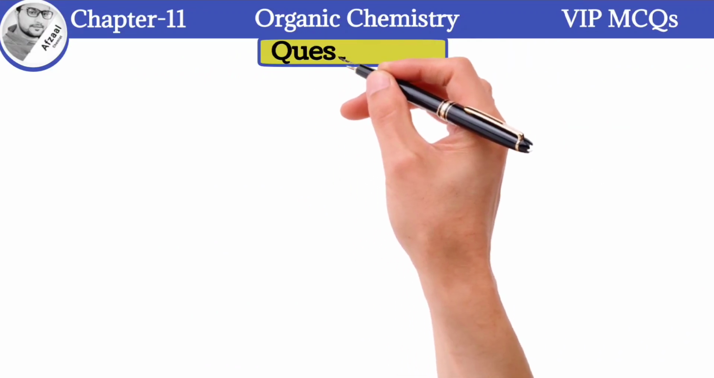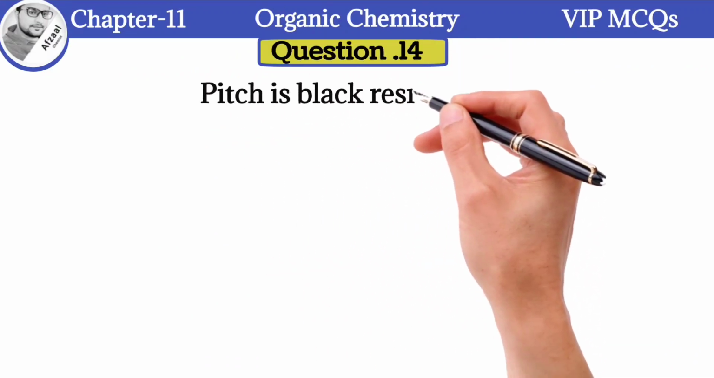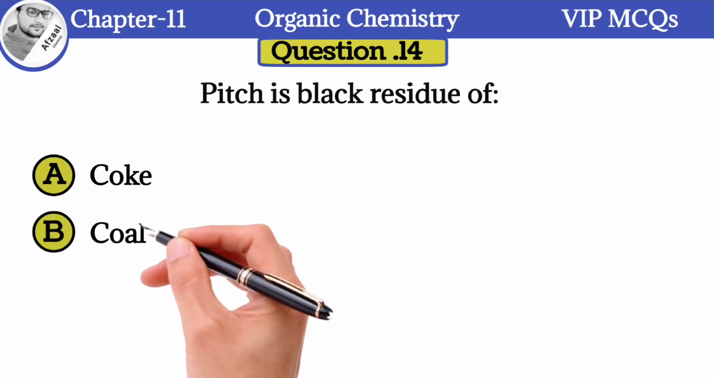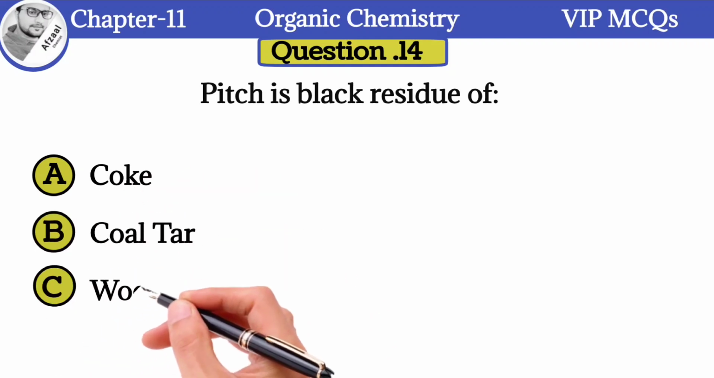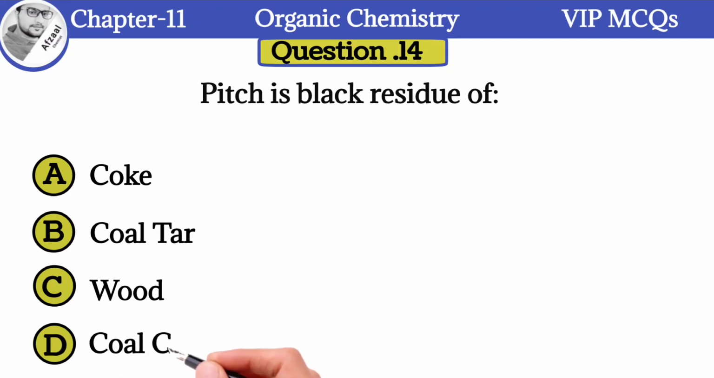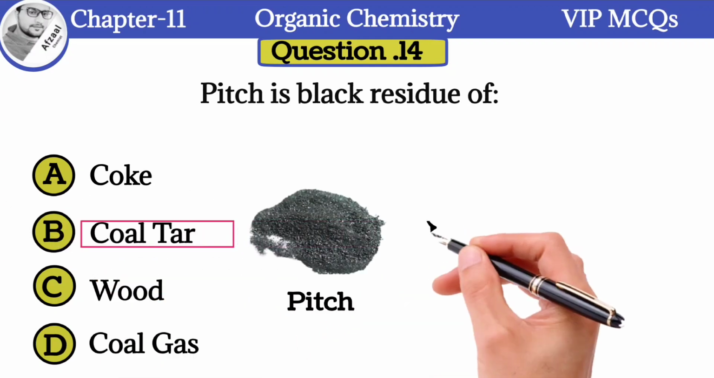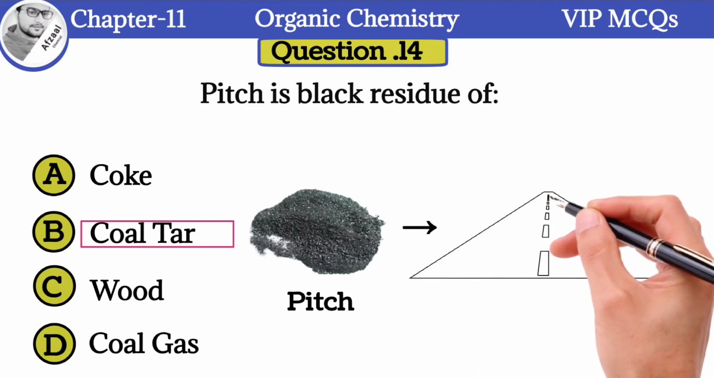Question number 14 is, pitch is black residue of: option A is coke. Option B is coal tar. Option C is wood. Option D is coal gas. The correct option is B. The black residue of coal tar is called pitch, which is used for surfacing the roads.